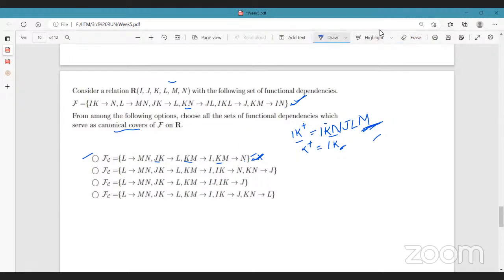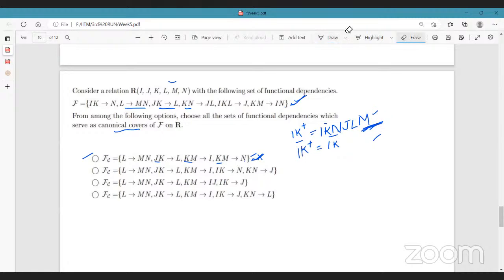Okay, so our next option has L determines MN, JK determines L, KM determines I. So now again we'll check for IK+. So IK+, this was the closure set of IK in the parent table. Now let us check here in the relation.